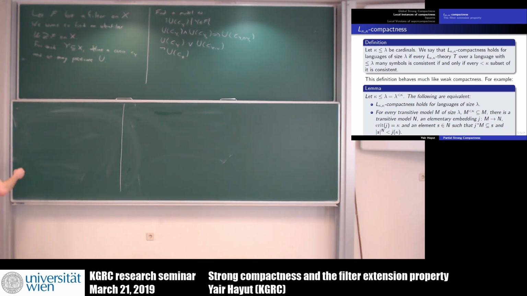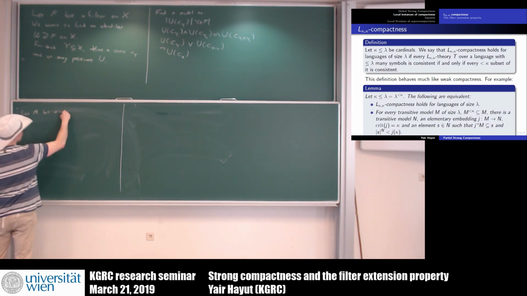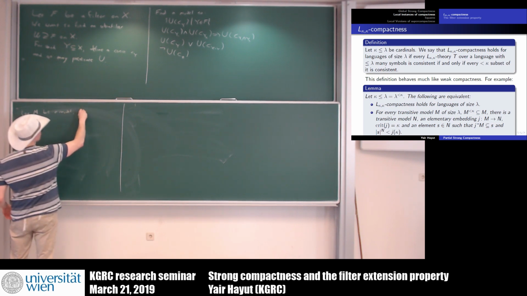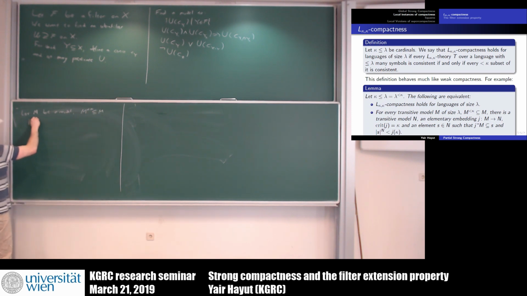How do we do this? So let M be a model of some set theory, a transitive model, closed under less than kappa sequences, of size lambda. Maybe I should have written it. Yeah, I probably also need to assume that lambda is a subset of M, I guess. Otherwise I just need to extend it.